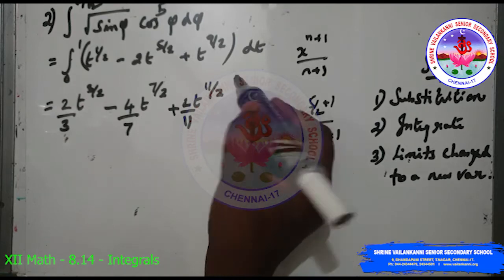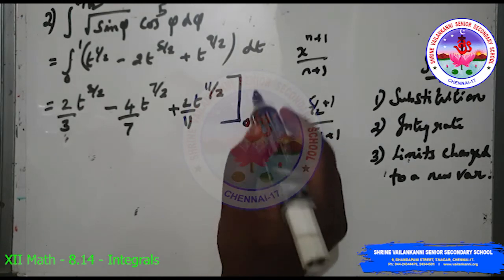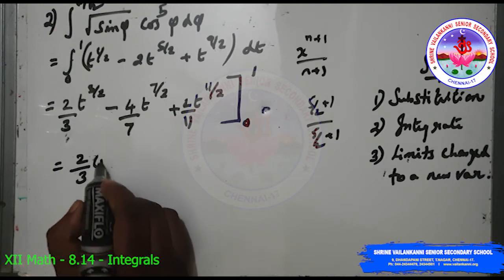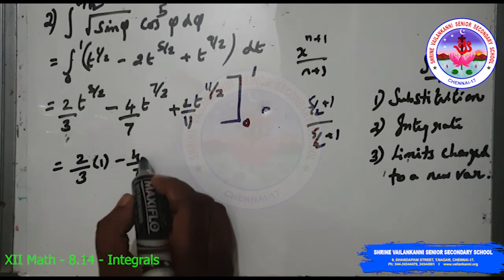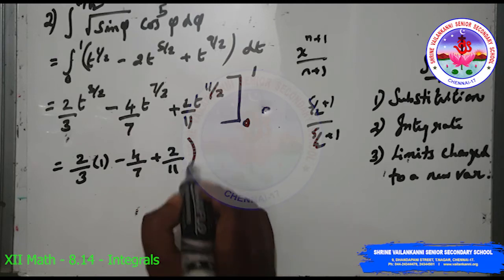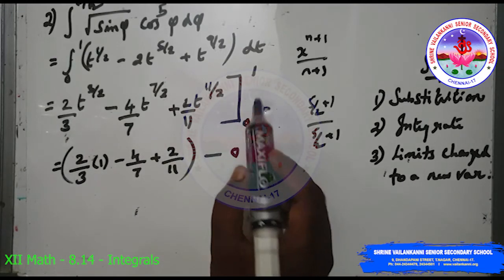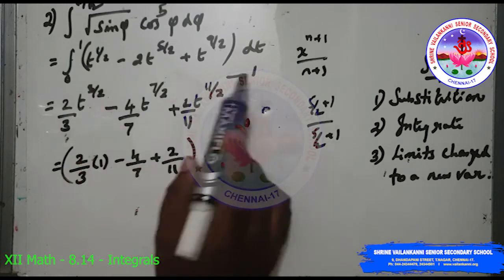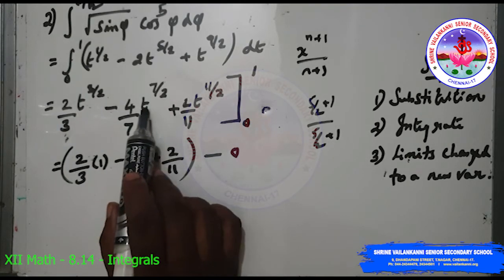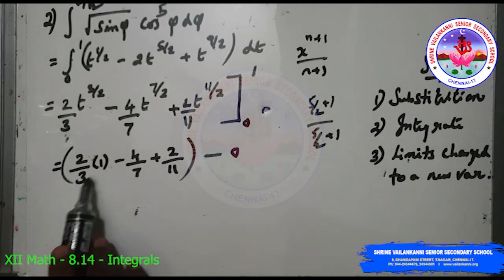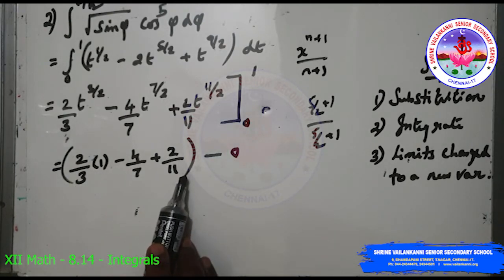So applying the limits 0 to 1: 2 by 3 into 1 minus 4 by 7 plus 2 by 11, minus 0. So upper limit minus lower limit. So t power 3 by 2, 1 power 3 by 2 is 1. 1 power 7 by 2 is 1. And 1 power 11 by 2 is 1. So 2 by 3 minus 4 by 7 plus 2 by 11.